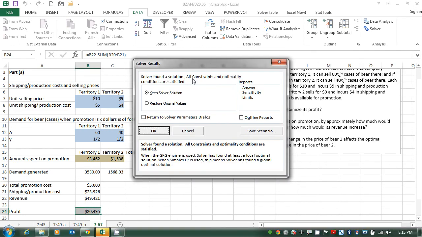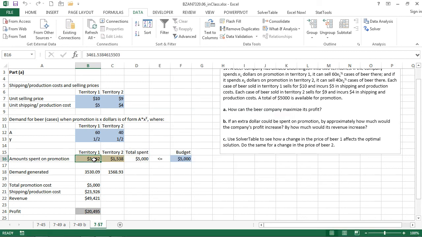And it says, solver found a solution, all constraints are satisfied. So that's the same dialog you got before. But then look down here at what it says. When the GRG engine is used, solver has found at least a local optimal solution. So all that this dialog box is telling you is, for certain, it found a local optimum. And that's all Solver's guaranteeing you. So when you get this dialog for a nonlinear problem, it begs the question, would I get a different answer if I started from a different point? Remember, what point did I start from on this problem? I started from the point of 1,000 here and 1,000 there. That was my starting point.